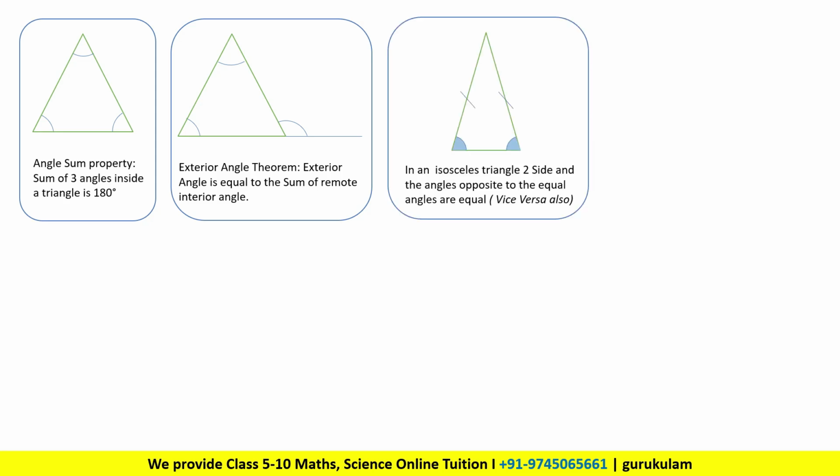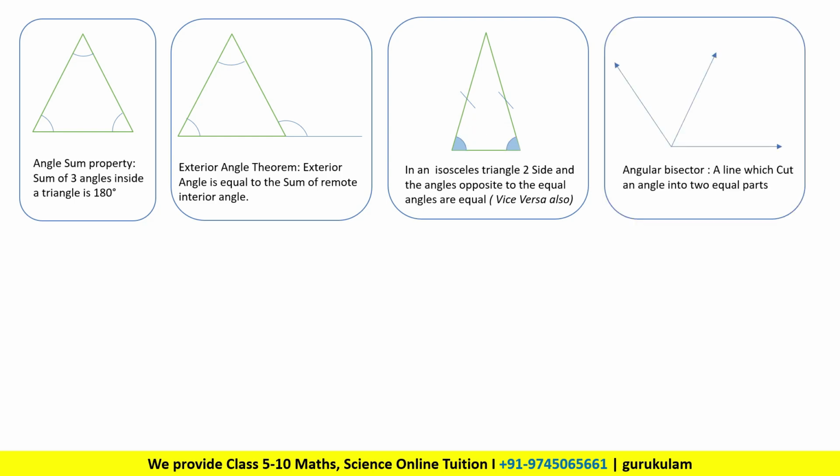Next is the concept of isosceles triangle. Considering an isosceles triangle, two sides will be equal. If two sides are equal, the angles opposite to the equal sides are equal. Or in another case, we can say, in a triangle, if two angles are equal, the sides opposite to the equal angles will be equal. Clear?